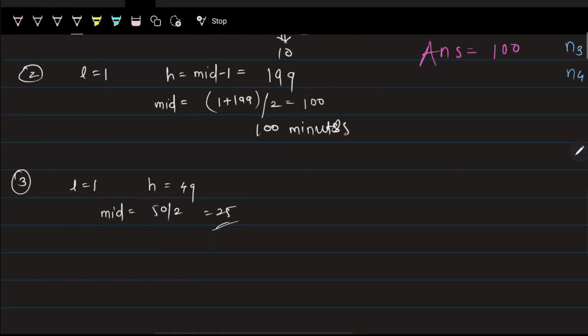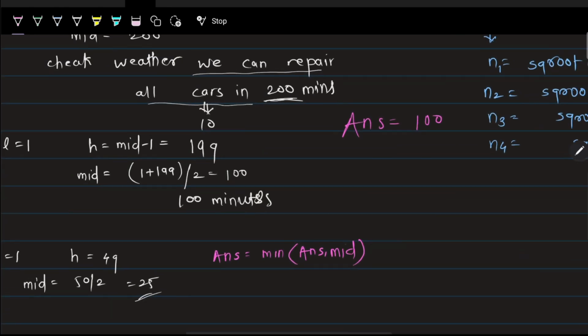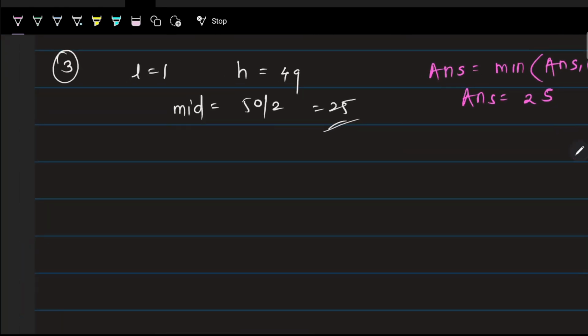So I will again try to shrink my range, but before that I will update my answer equal to minimum of answer comma mid. What was my previous answer? My previous answer was 100. So 100 comma 25, the answer is now 25. Make sense? Again I will try to shrink my range in a 4th step.